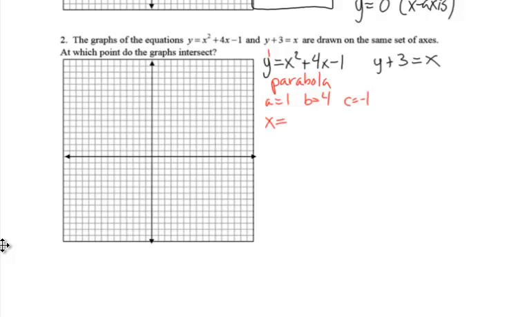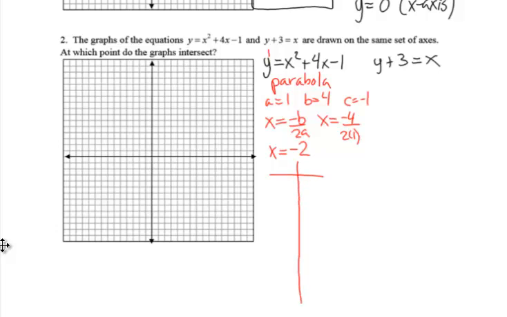I like to find the middle first, so I use the axis of symmetry formula, which is x equals negative b over 2a. So negative 4 over 2 times 1 comes out to be x equals negative 2.